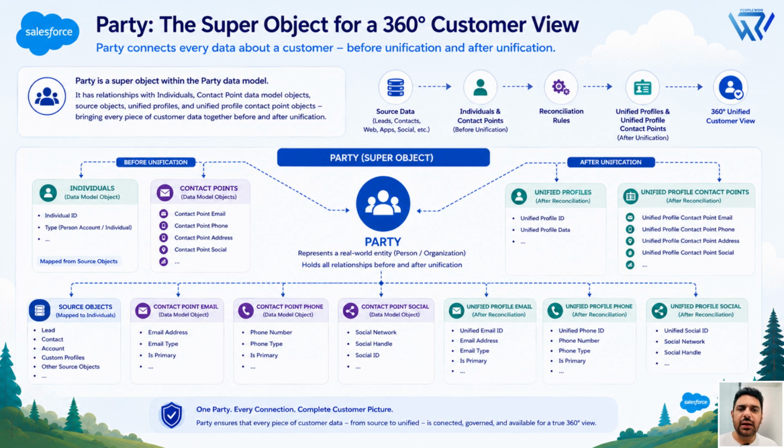Party will also have mapping with unified profile after reconciliation. The party will also have mapping with unified profiles as well as unified profile contact point data model objects like unified profile contact point email and unified profile contact point phone, because after the reconciliation rule we get unified profile data model objects and unified profile contact point objects. So party will also have mapping with these data model objects. So party is a super object which contains every data of a customer before unification and after unification.